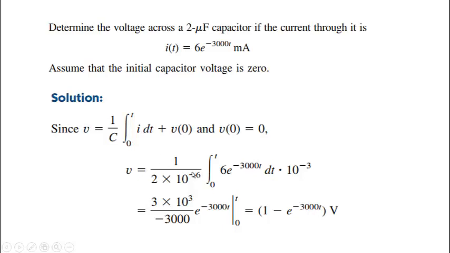So C is equal to 2 into 10 to the minus 6, integral 0 to t of 6 e raised to minus 3000 t, multiplied by 10 to the minus 3, it is of this milliamperes. So when we integrate it, you will get this value, 1 minus e raised to minus 300 t. It is the value of the voltage across the capacitor, and you will see that it will reach the value of 1 as time goes to infinity.